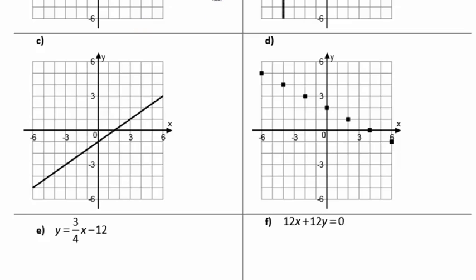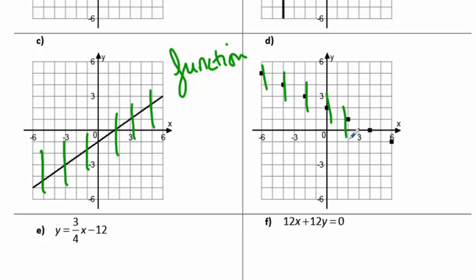In part C, you can imagine tons of different vertical lines, but they're all okay. They're never going to cross this more than once, so this is a function. Part D. Again, there are no points above or below other points, so this is a function.